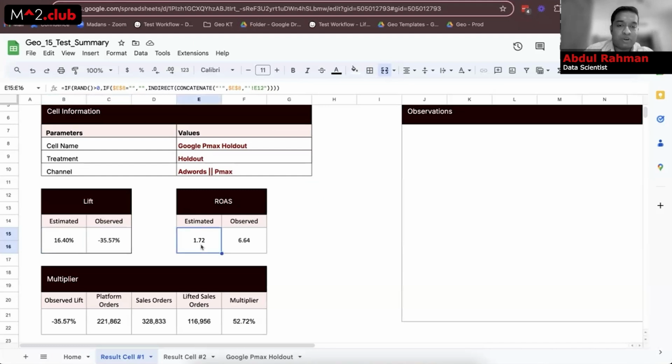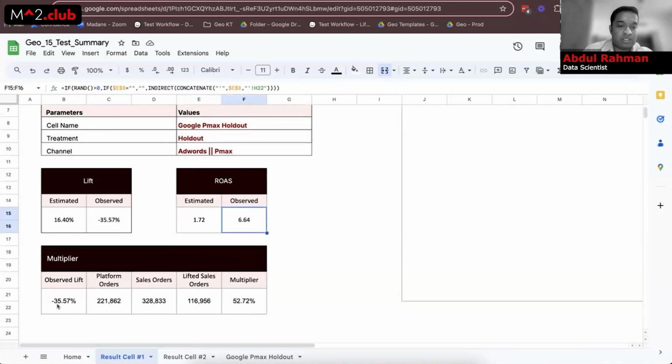35.5. And ROAS was estimated to be 1.7 during the triangulation, but we see that the ROAS has jumped up to 6.64. And these are the multipliers here.